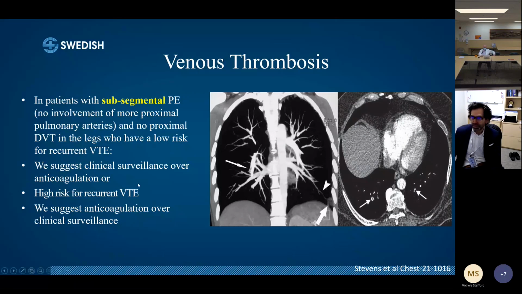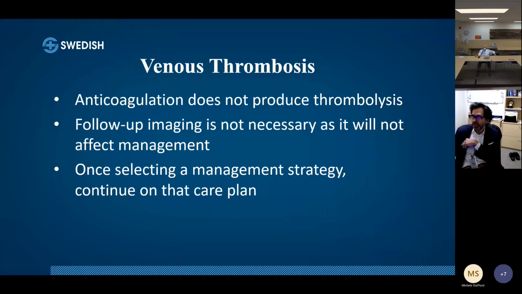Occasionally, patients will get PE protocol CTs. If your PE protocol CT comes back with subsegmental PE, and the radiologists usually put that in their diagnosis, current CHEST guidelines say surveillance over anticoagulation. So these patients don't need to be put on full anticoagulation or anticoagulated for life, unless they have a high risk of recurrent VTE or if they've got clot in their lower extremities, for which you would anticoagulate them anyway.